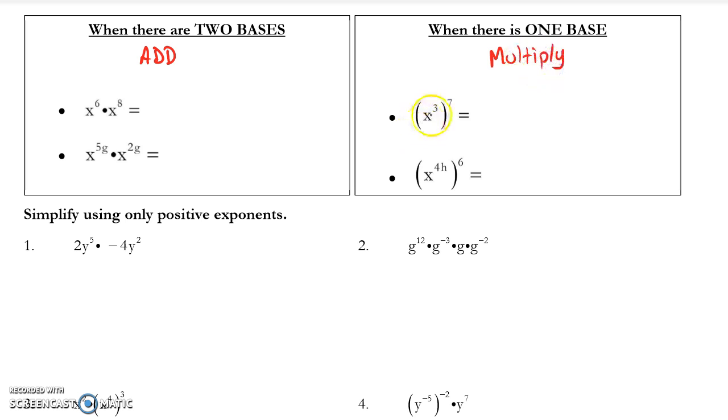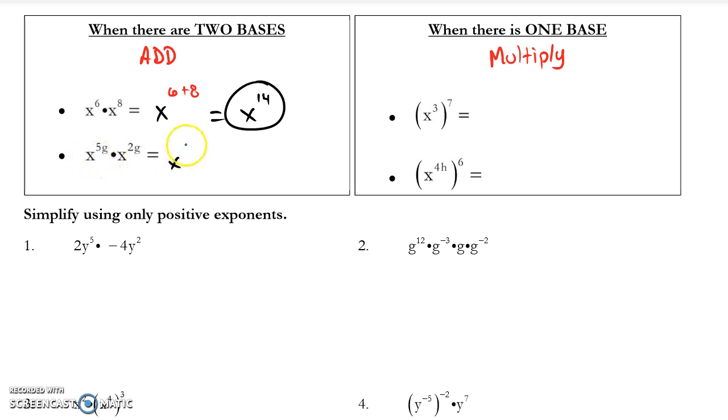That's examples like x to the 3rd to the 7th. The base of x only appears once. Here, because I am adding my exponents, I take my x and I add 6 plus 8, giving me x to the 14th. Don't be intimidated when I put variables in there, because we're treating it the same way.